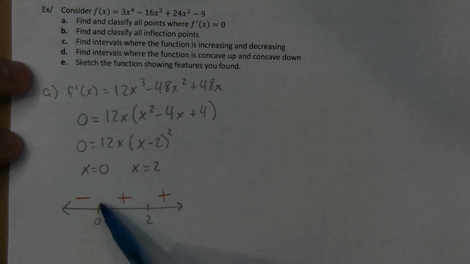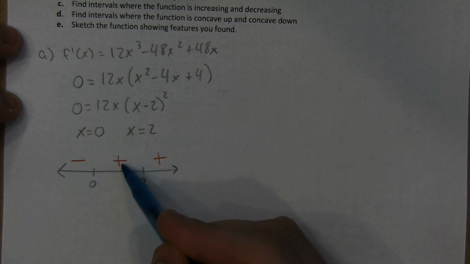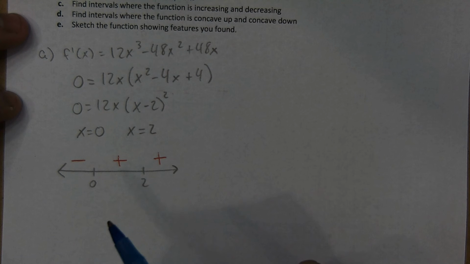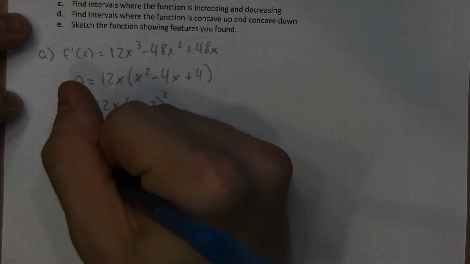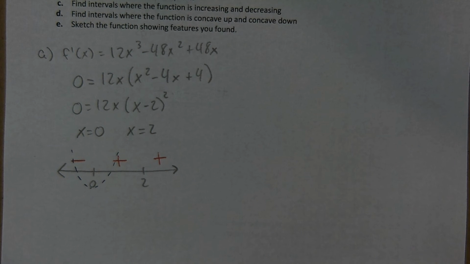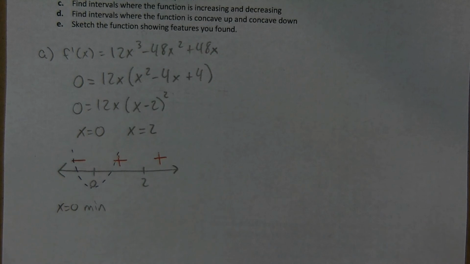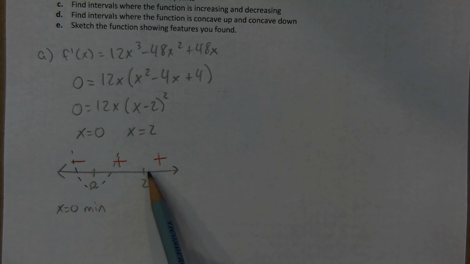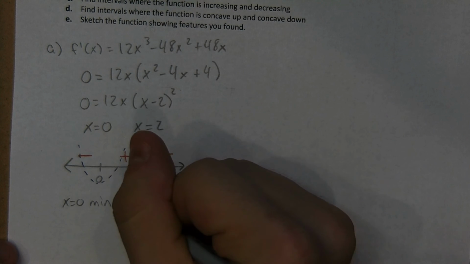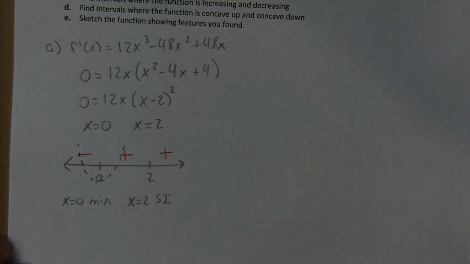So what was going on here? Well, because my slopes changed from negative to positive here, I have a turning point. More specifically, negative slopes to positive slopes. I have a local minimum. x equals 0 is a min. And right here, I didn't have a change in slope. So x equals 2 is automatically a stationary inflection point. It doesn't have a choice. That was something that we've already talked about.